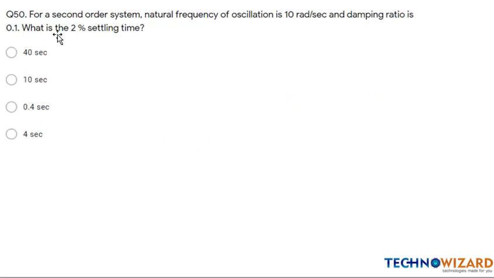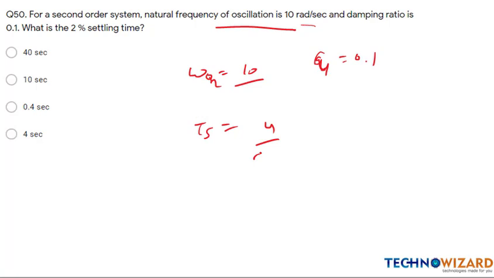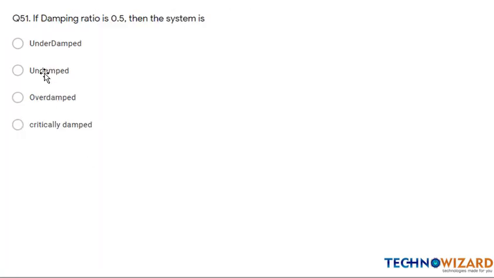Question number 50. For a second order system, the natural frequency of oscillation is 10 radian per second, that is omega n is 10, and the damping ratio zeta is 0.1. Now, for 2% settling time, Ts will be equal to 4 upon zeta omega n. That is 4 upon 0.1 times 10. This will equal 4 seconds, which is the correct answer. Therefore, option D. Next question, question number 51.